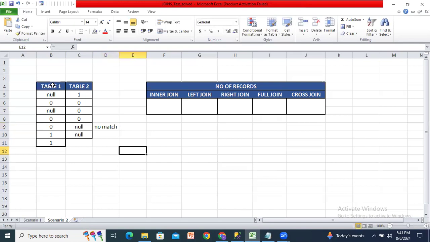Because table 1 null means nothing. Okay, and table 2 null, nothing. So there is no join, there is no matching for these two records. So similarly, this one also has no match, null, null. Okay, next, 0.